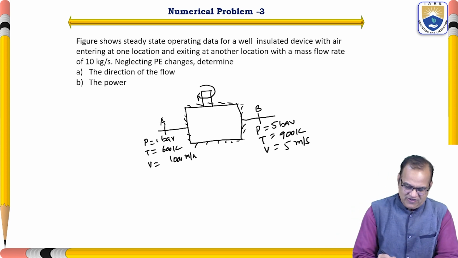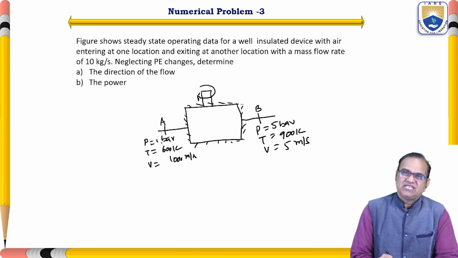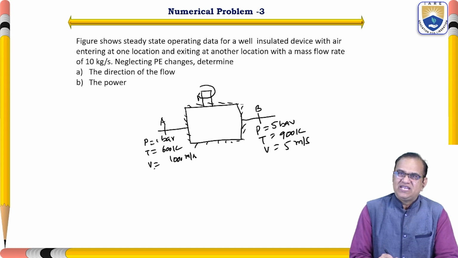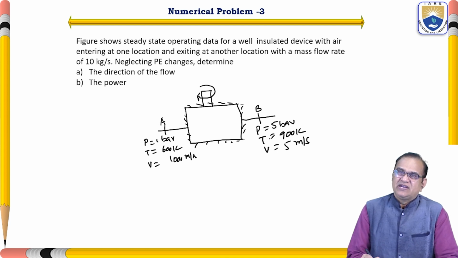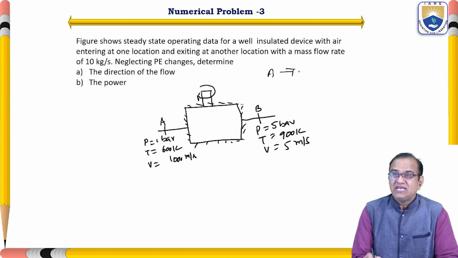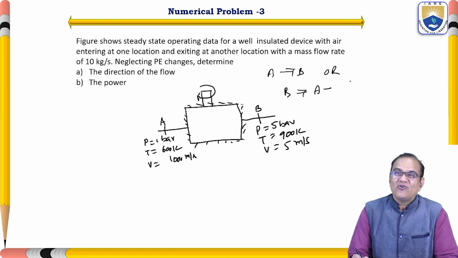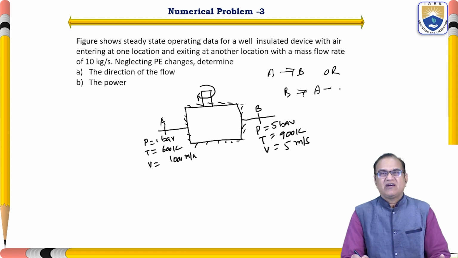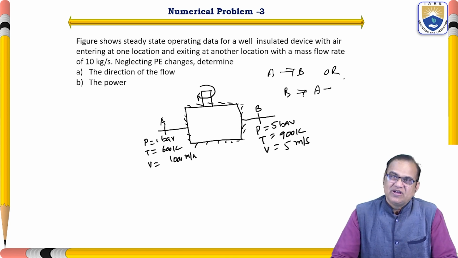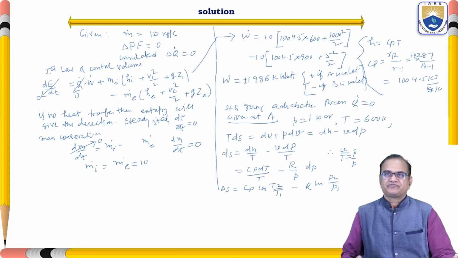In the figure, it is given that at section A, pressure is 1 bar, temperature is 600 Kelvin, and V is 100 meter per second. Here at section B, it is 5 bar pressure, temperature is 900 Kelvin, and the velocity is 5 meter per second. So we have to see which direction, either it will go A to B or B to A. Which direction our flow is going, that we have to see, and in this discussion we will try to solve this problem in this way.